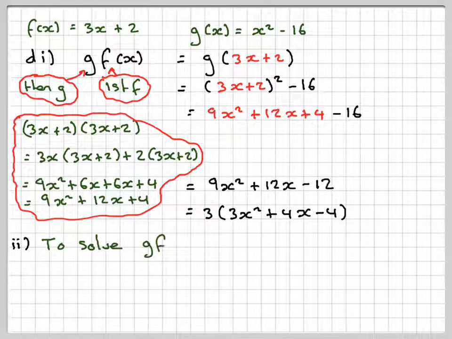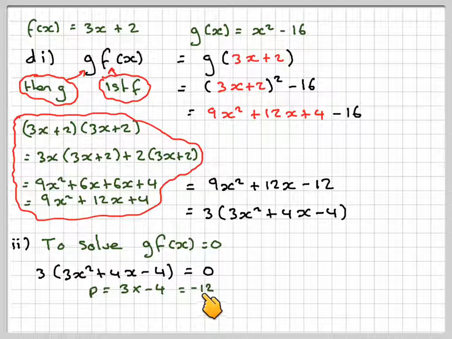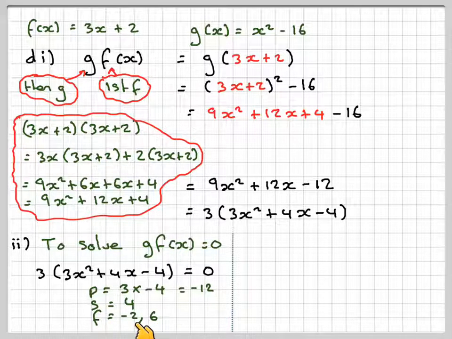We have to now solve gf of x is equal to 0. So this is gf of x. So we now put that equal to 0. So we've got 3 times 3x squared plus 4x minus 4 is equal to 0. That 3 can't be equal to 0, so we just need to solve this bit in the bracket. So the product will be 3 times minus 4, which is minus 12. The sum is 4. And then we want two numbers which, when multiplied together, give minus 12, but add together, we get 4. So minus 2 and 6. Minus 2 times 6 gives minus 12. And minus 2 plus 6 gives 4.